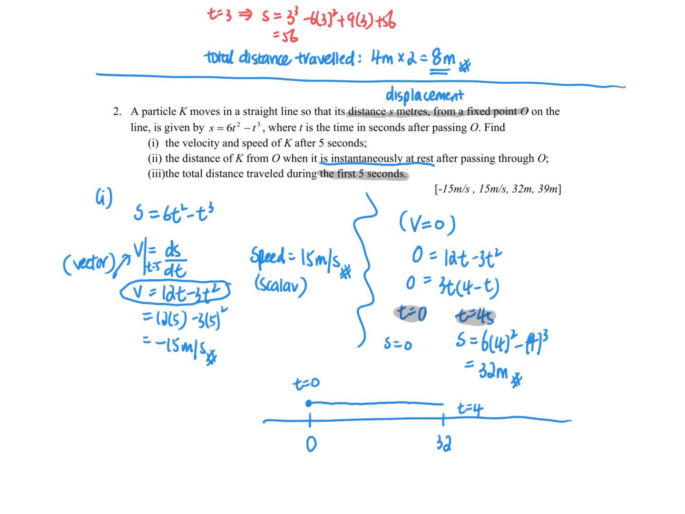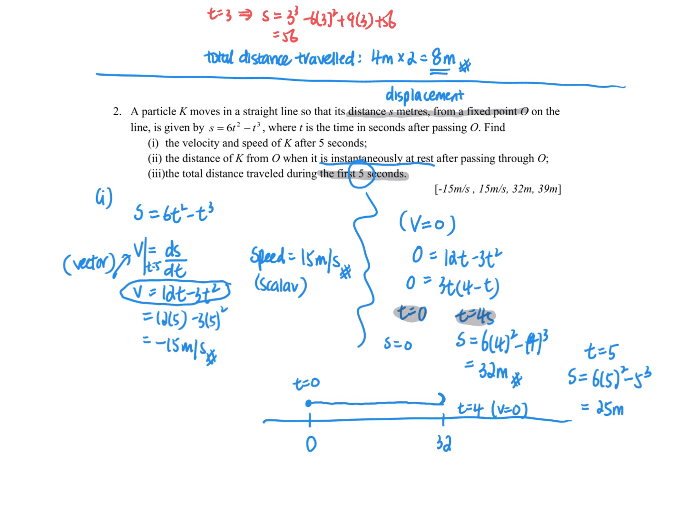But because at this point your particle is momentarily at rest, it's going to change direction. So there's going to be one change in direction here, but you don't know where it ends, right? But they say first 5 seconds. So go and find when T equals 5, what is your displacement first? So displacement would be 6(5)² minus 5³. So you get 25 meters.